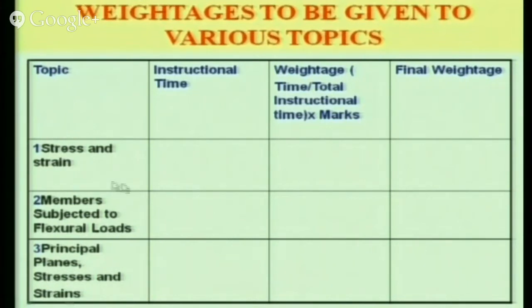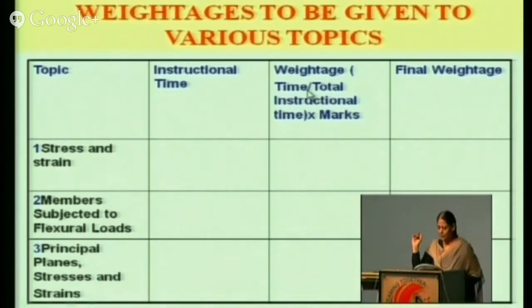Then you need to work out the weightage, that is, the instructional time divided by the total instructional time, multiplied by the marks for which you are going to set the paper. Here, if your time was 8 hours, 8 divided by 20 into 60, if you are going to set a 60 marks question paper, so out of the 60 marks, 24 marks should be given to the first topic, that is stress and strain. The second topic, we had given 6 hours for teaching, so 6 divided by 20 into 60, again 18 marks need to be given to the second topic.